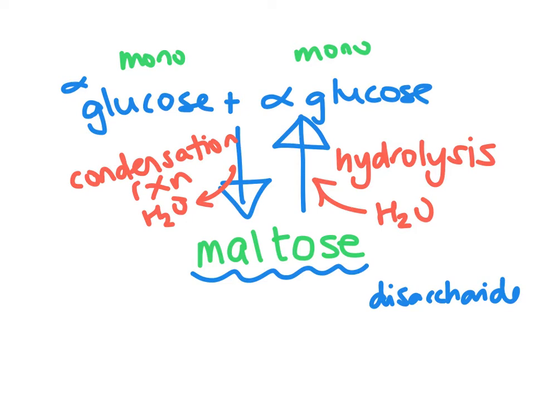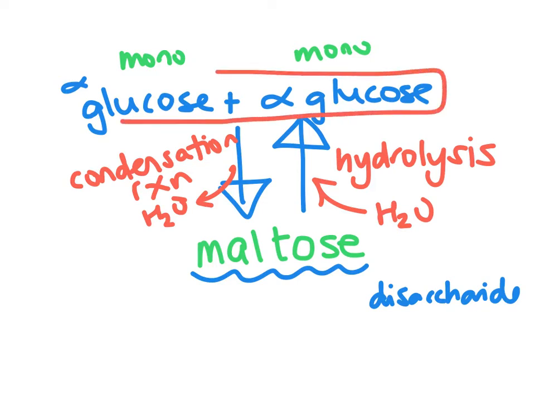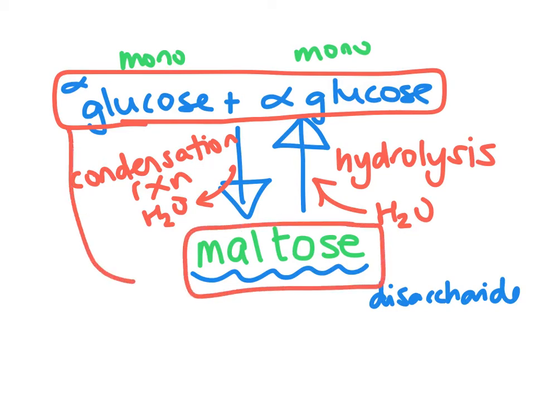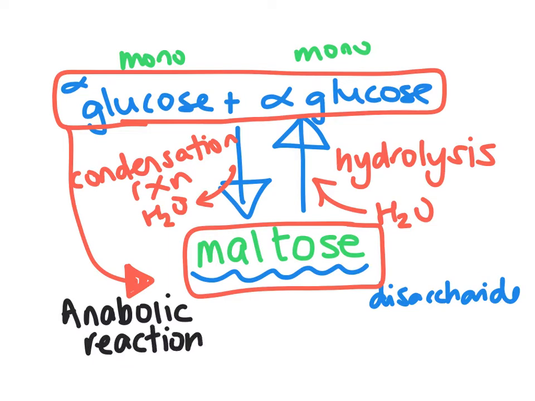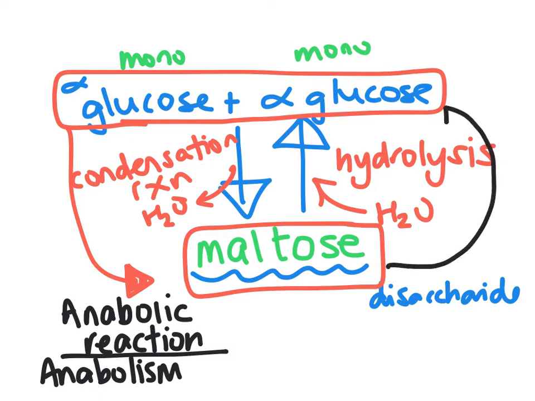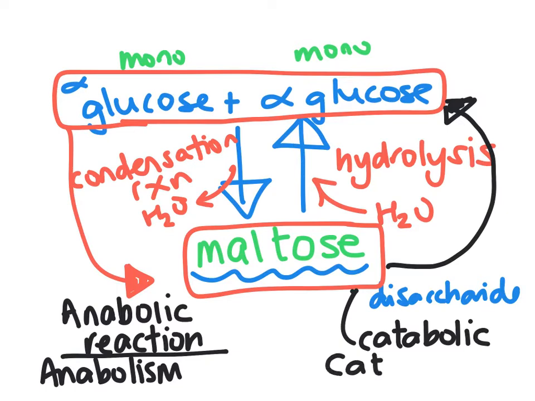Now, if we're going from the glucose and glucose, and we're joining two relatively small molecules into one larger molecule, so going in that direction, that type of reaction is described as being anabolic. And the process is anabolism. Okay? If you're going the other direction, from the larger molecule into the two smaller ones, that reaction is catabolic. So it's a catabolic reaction, and the process is catabolism.